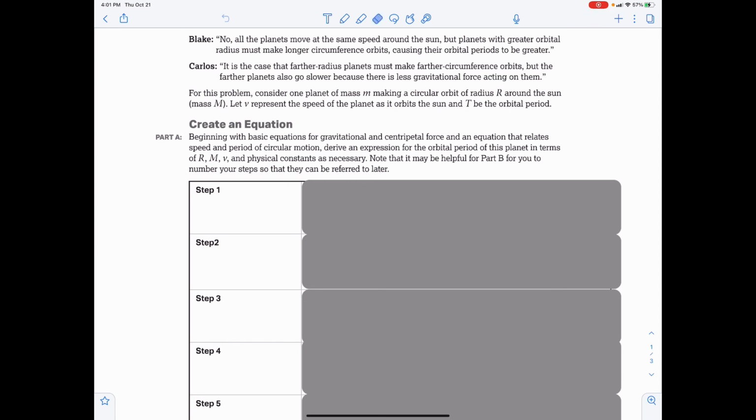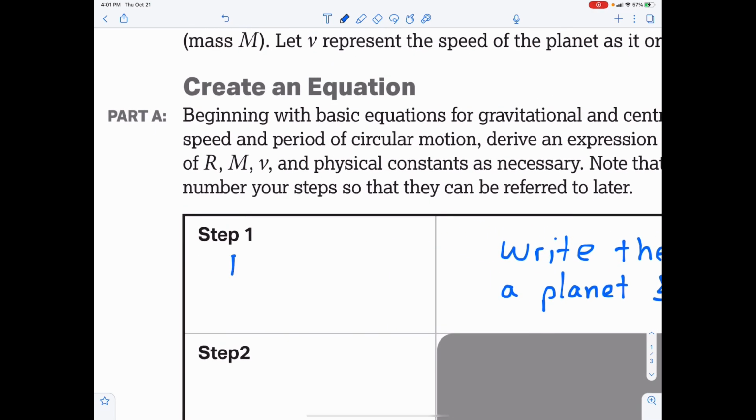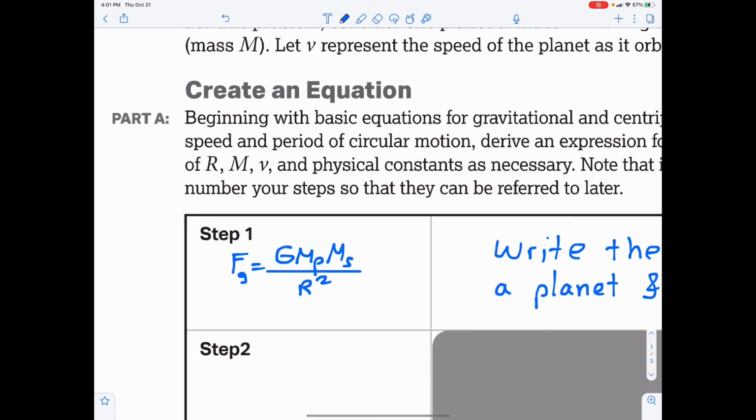Let's begin. Step 1. Let's start by writing the force of gravity between the planet and the sun. Gravitational force would be big G, mass of the planet, mass of the sun, divided by r squared.